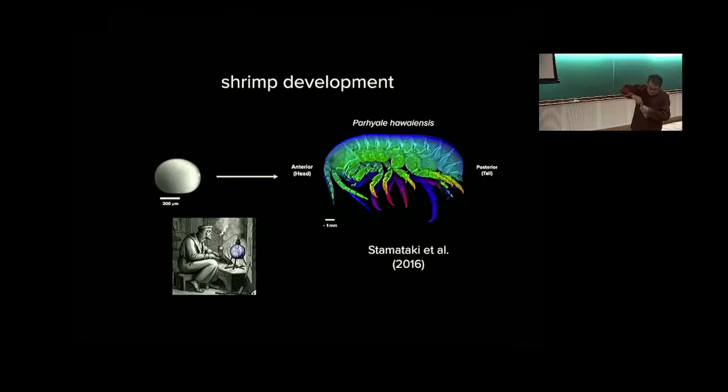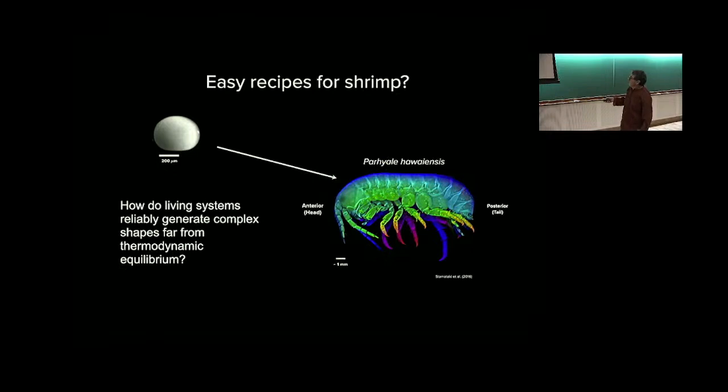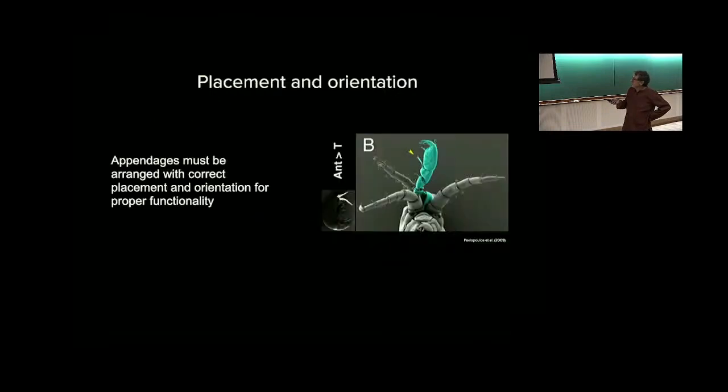It has 17 different appendages, from these feelers here to limbs and legs, all the way along here, that are used for walking, eating, sex, everything possible in this system. How do living systems reliably generate then complex shapes far from thermodynamic equilibrium? This is one of the key questions in developmental biology. I'd like to shed maybe some light on it from analyzing this system.